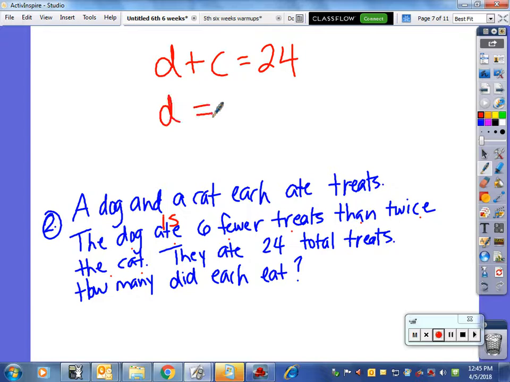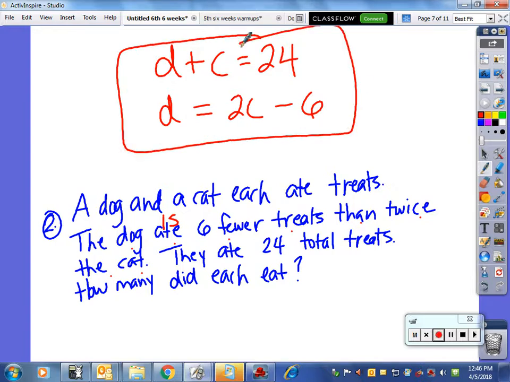Dog is 6 fewer than twice the cat. Sometimes they don't even ask you to solve it. They might ask you to pick the right system, because I still have some kids who are guessing and checking. Which, if they want the answers and that's your only method, that's fine. But if they want the equations, you got to match up the equations to the sentences. Plus, it's so much easier to write these equations and then solve it.